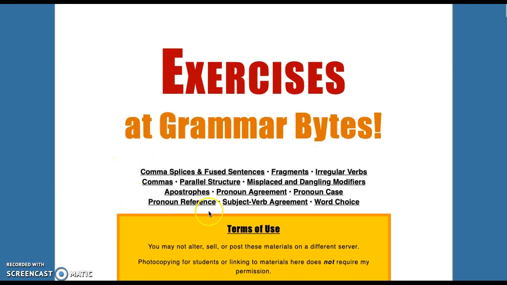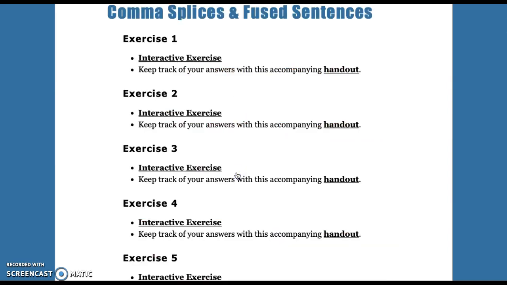And all of these words here in bold are the different types of exercises that they have, or I should say the concepts that are covered. I'm going to click right here on comma splices and fused sentences because students often have a lot of difficulty with those two things. And you'll notice that there's multiple exercises and each one has the same format. You'll have an interactive exercise here. And if you wanted to, you could print up the handout, which is literally a paper version of the exercise. So I'm just going to click on exercise number 1.